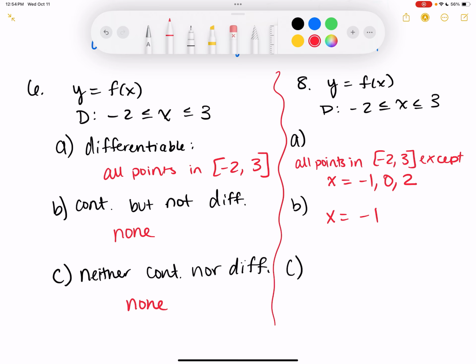So then neither continuous nor differentiable would be where? The other 2. Yep. X equals 0 and x equals 2. Because if there's a hole, it can't be continuous.